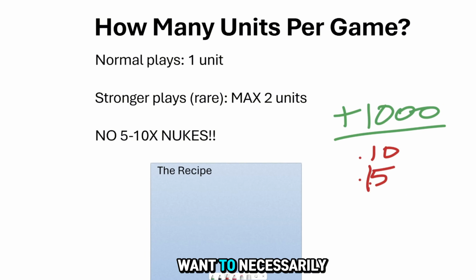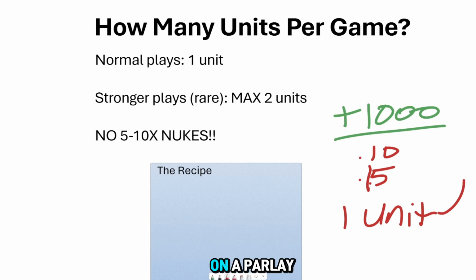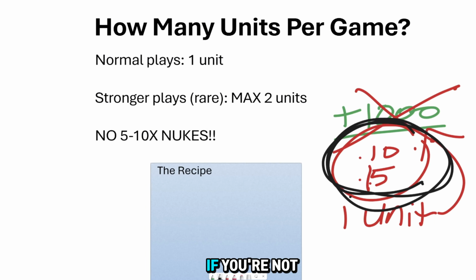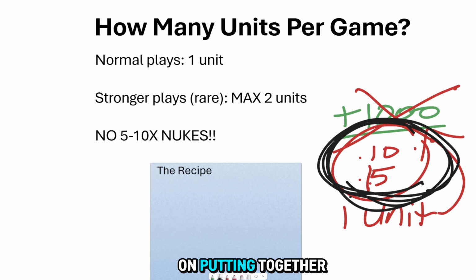You're not going to want to necessarily put one whole unit on a parlay like that, because parlays can be risky, especially if you're adding 8-10 leg parlays. They're more than likely not going to hit, so you have to prepare that way and use better bankroll management. If you're not placing smaller unit sizes on those, it's not the best recipe for success, and I'll leave some videos that can help you with that at the end of this one on putting together parlays.